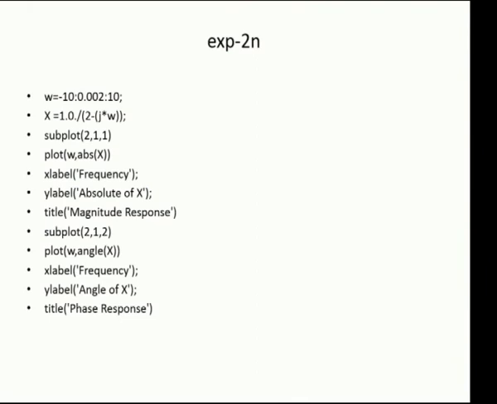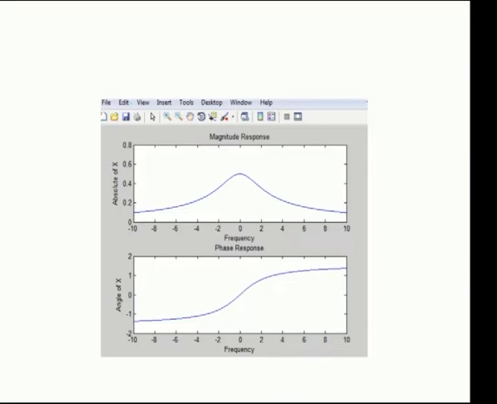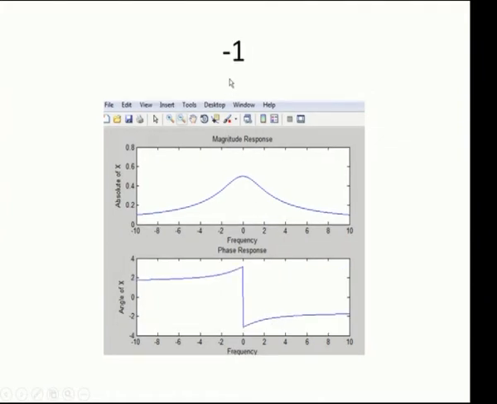So, I have given the MATLAB coding. After executing this exponential example, this is the magnitude response, right, with the absolute value of x as the magnitude and frequency in the y direction. The phase response is the angle of x value with the frequency. Suppose I give the n value as minus 1, then the response varies, especially the phase response, which is completely different compared with the previous case.